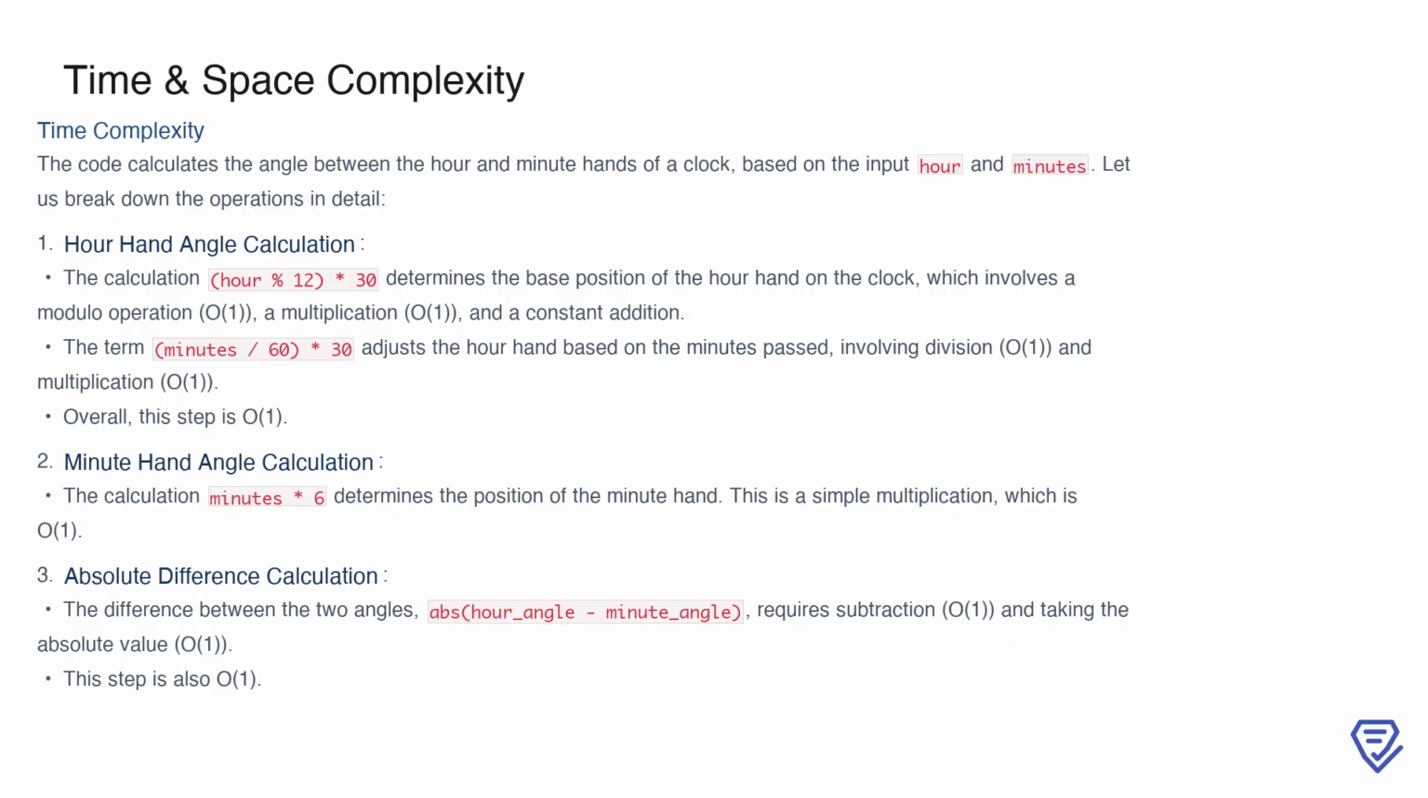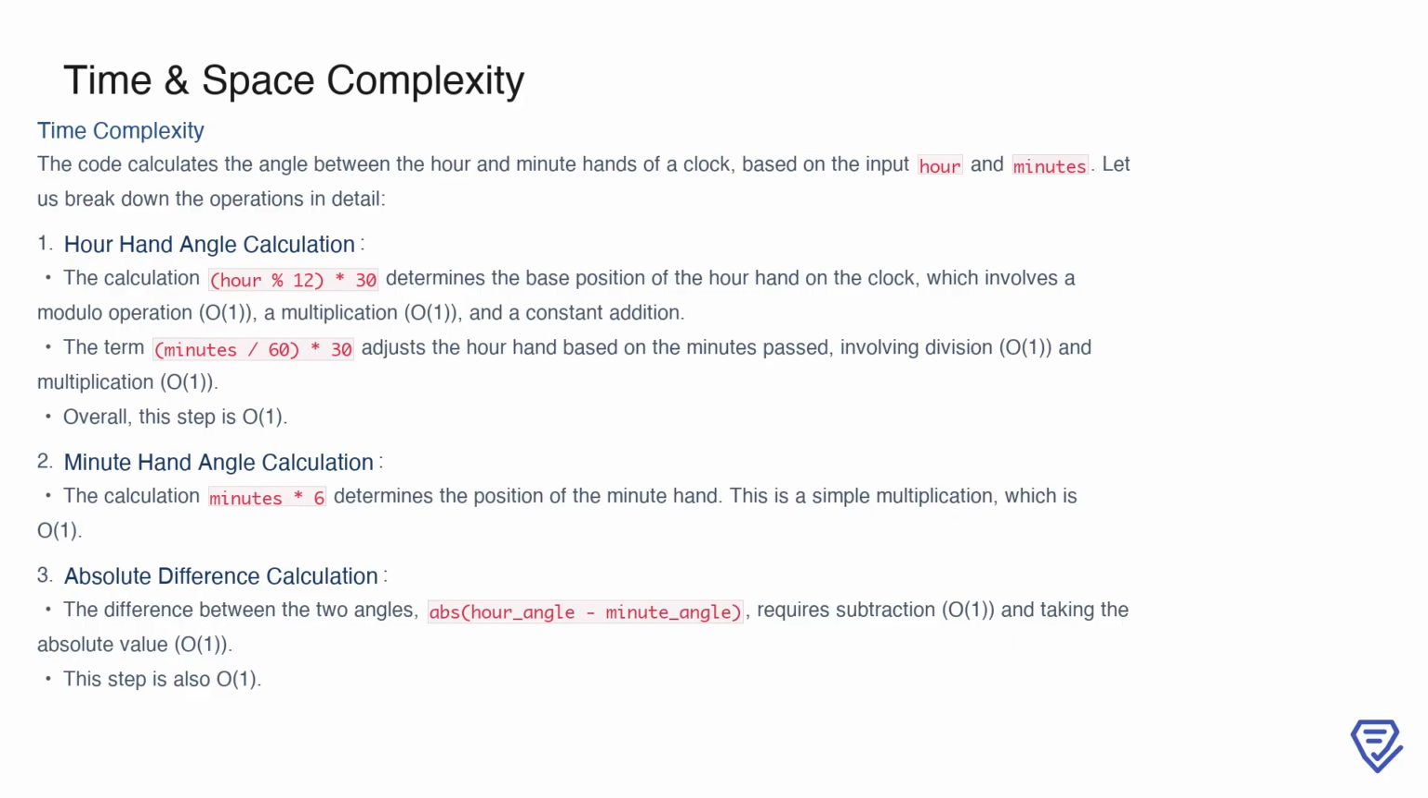Additionally, the term (minutes/60)*30 adjusts the hour hand's position to account for the fraction of the hour that has passed, using division and multiplication, both of which are O(1) operations. So, the entire hour hand calculation is O(1). Next, the minute hand's position is determined using the formula minutes*6, since each minute corresponds to 6 degrees. This involves a simple multiplication, which is also O(1).